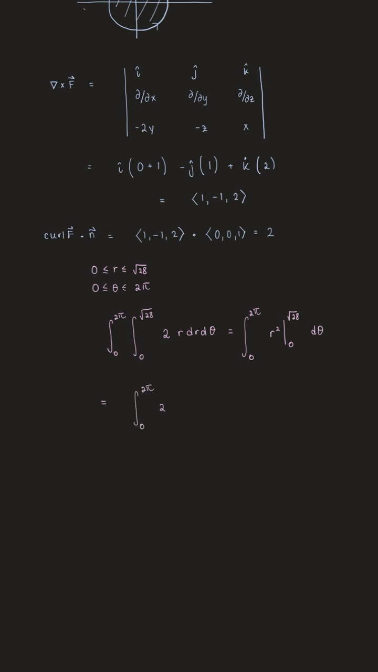R squared will be 28 d theta. And so this will be 28 times 2 pi, which gives us 56 pi.